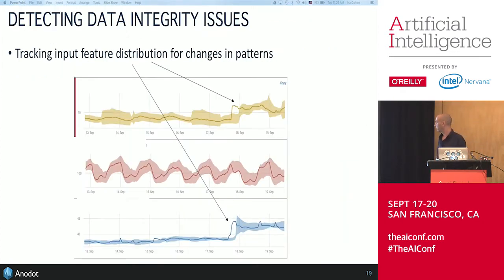So that's one example. Another example is looking at data integrity. You compute features out of data that comes in, and you want to make sure that the data is good, that you don't put garbage into your trained machine learning algorithms, the models that you put out there. These are example features that are input to a classifier. If you see an anomalous change in the distribution of some of the features, the middle feature has no anomaly, everything is fine, but the top features have a change of pattern, you want to be aware of that change, because if that happens, it might mean that you need to go and look.